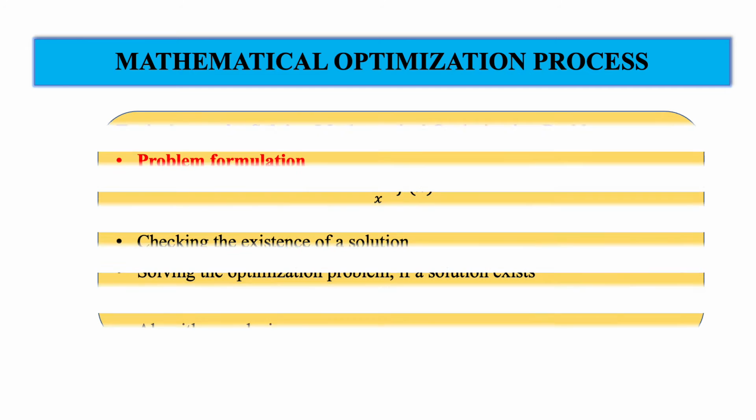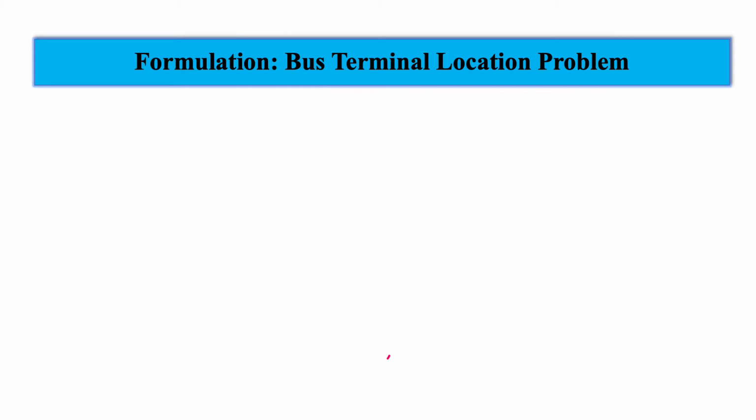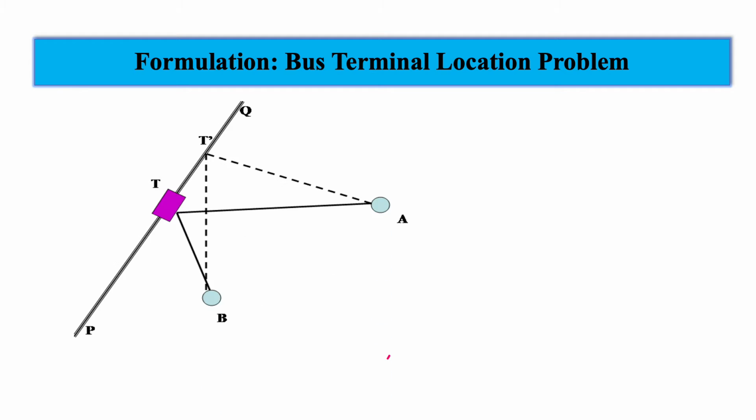Now the first and important step of any optimization problem is to minimize the function subject to certain constraints. Now we will look at some problem formulations. So let us look at the bus terminal location problem, where the idea was to find a bus terminal on the segment PQ such that the length of the road going from A and B to terminal T is as small as possible.